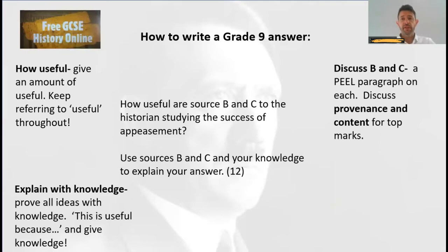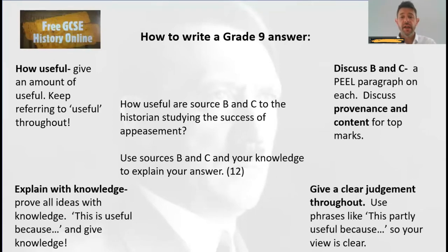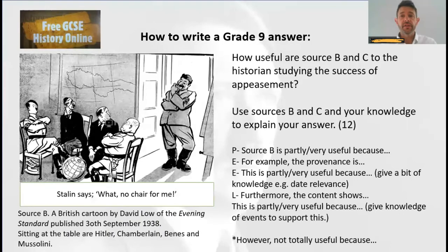Explain everything with knowledge. You can explain the provenance with knowledge, the date, easy to explain that with knowledge. You can explain the content with knowledge, put knowledge throughout to back up your ideas. And throughout and at the end, give a clear judgment. This is partly useful. This is very useful. This is more useful than the other source. You can give judgments throughout. So how are we going to do this then?